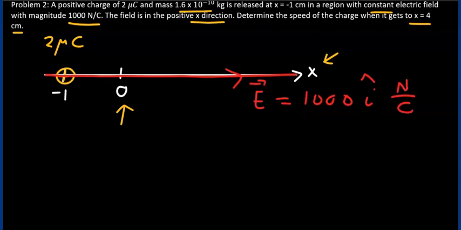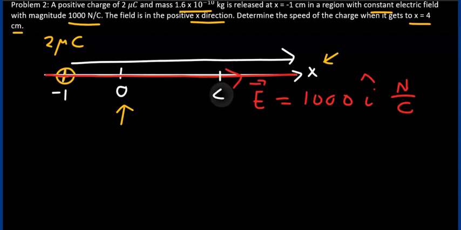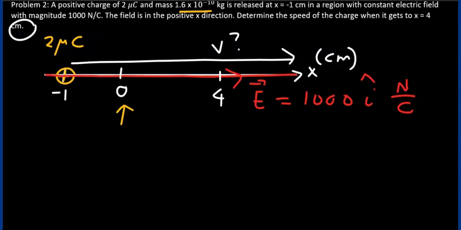So what's going to happen to this charge? It's going to move all the way to the right following the direction of the electric field. The question is, what is the speed of the charge when it gets to x equals 4? What is the speed there? Note that all the lengths are measured in units of centimeters. So x equals minus 1 is the initial point. x equals 4 is the final point.